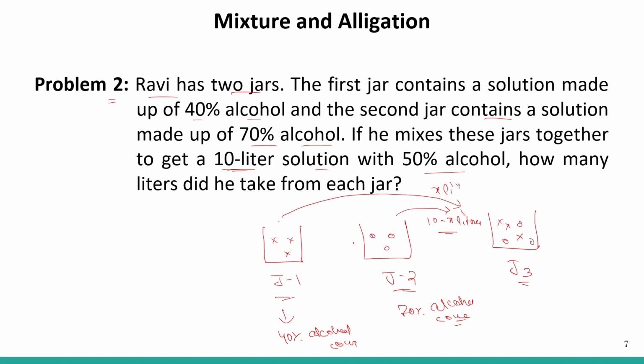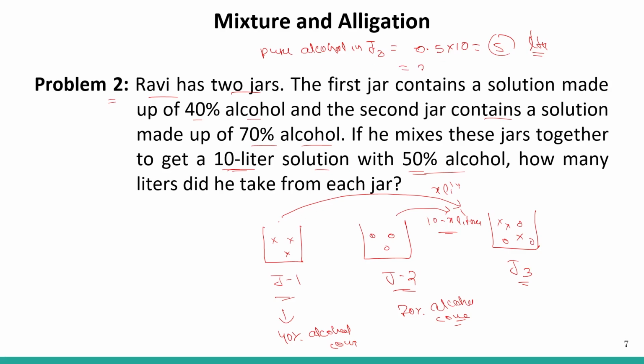So how can we convert this word problem to an algebraic problem? Because at the end what you will be having is a 50% alcohol, 10 liter solution. So pure alcohol in J3 will be equal to what? 0.5 into 10, that is equal to 5. So 5 liters of pure alcohol. The same amount of alcohol must have come from here.